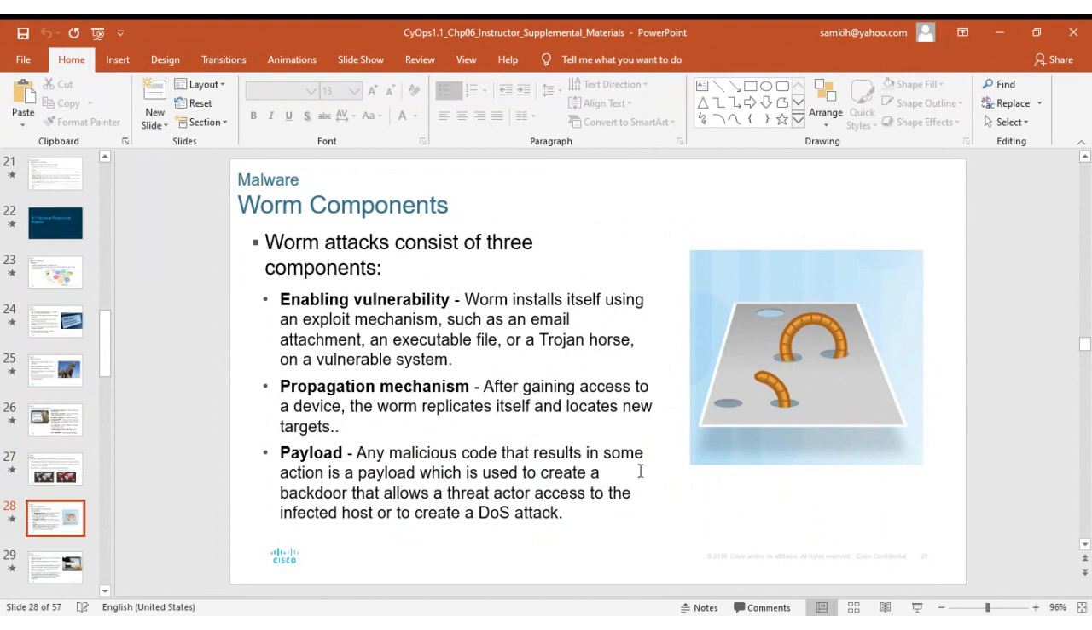Then the propagation mechanism. After gaining access to a device, the worm replicates itself, and it can now locate a new target, especially if you're on a network and you are sharing files with people. Then the payload: any malicious code that results in some action. The payload is used to create a backdoor that allows a threat actor to access the infected host, or to create a denial of service. So the attack can now be launched on your system, and it can allow access to your devices through the backdoor.